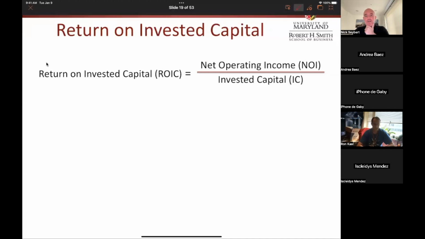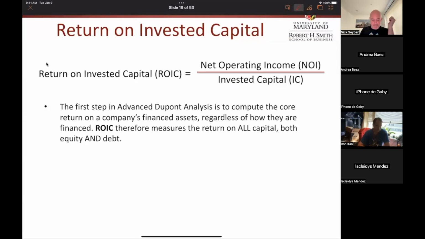Some people would call this earnings before interest, but you've got to be careful because I'll talk about some caveats in a minute about what this actually is. So the first step is to figure out the core return on a company's financed assets, regardless of how they're financed. So we don't care where the financing is coming from. We want to look at their return on all the financing.